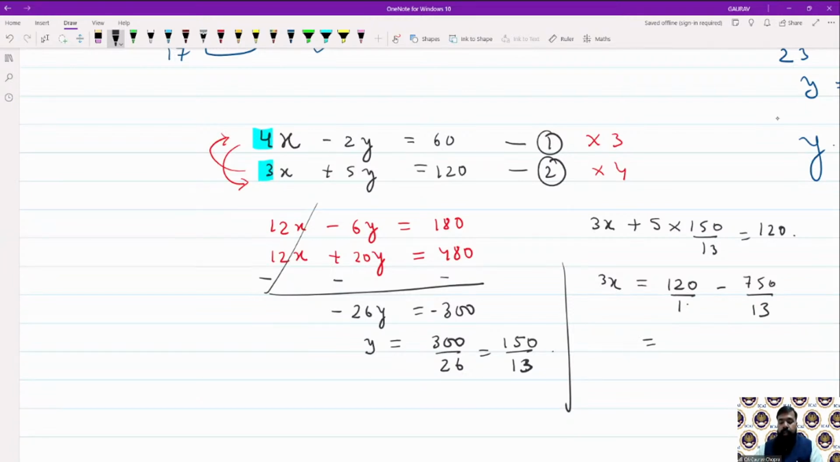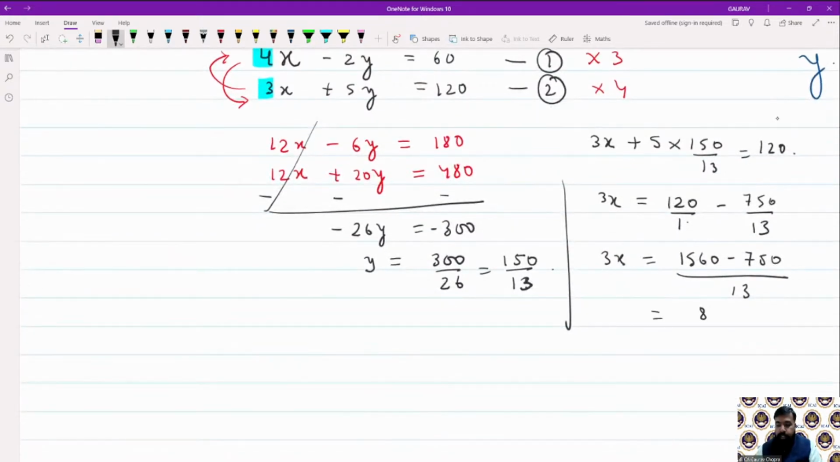So let's multiply and find the result. So 120 into 13. 120 into 13 is how much? 1200 plus 360 is 1560, minus 750, by 13.